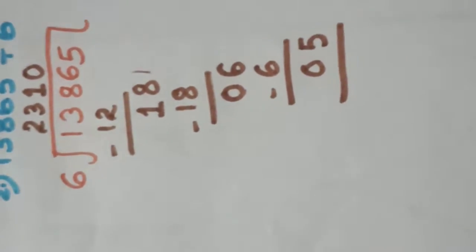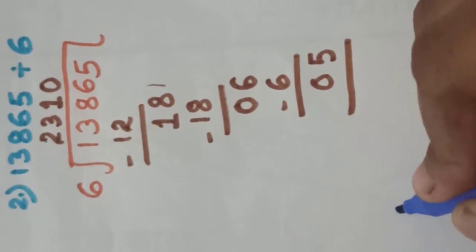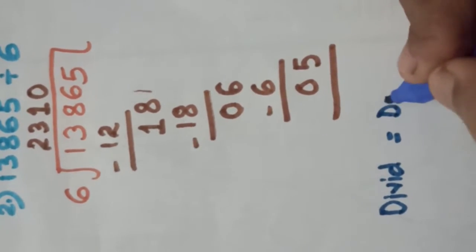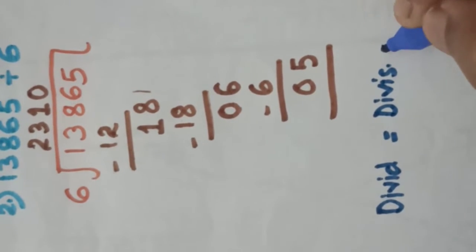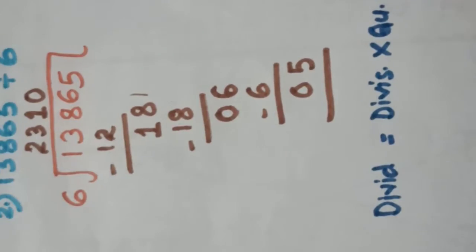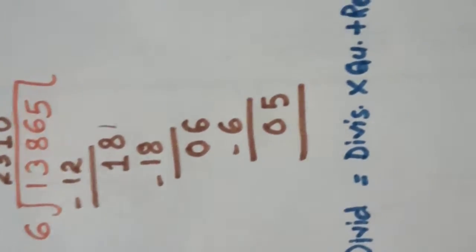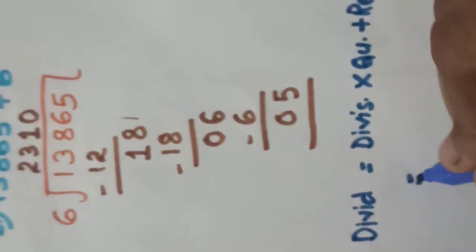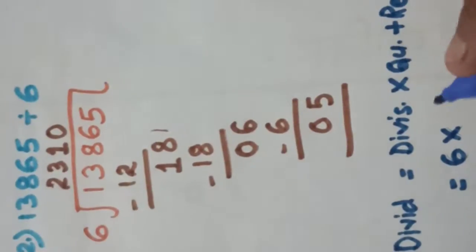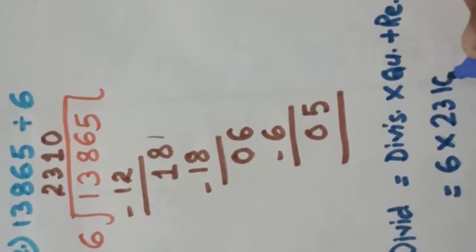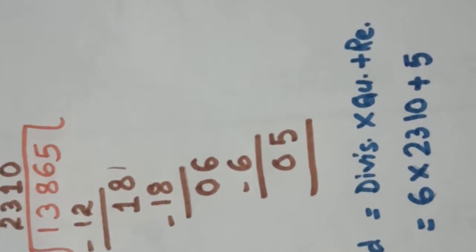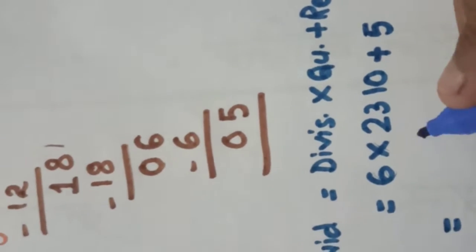Okay, now let us apply the formula. What is the formula? Dividend is equal to divisor into quotient plus remainder. Fine. Now what is the divisor? This 6. What is the quotient? This one, 2310. And what is the remainder? This 5. Okay, let us multiply it.